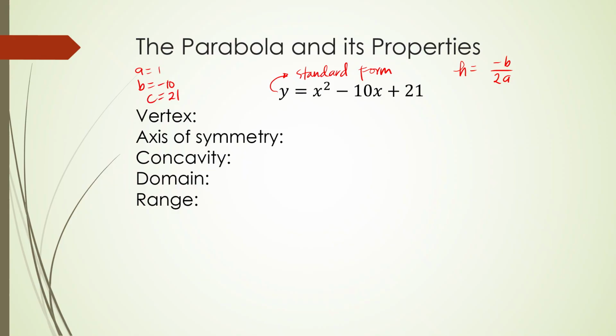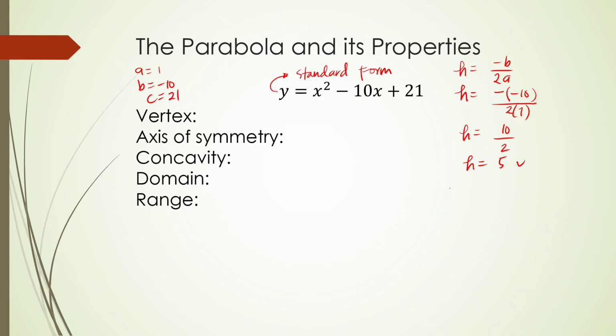Now, replace the values of the variables b and a in this formula, which is h is equal to negative of negative 10 over 2 times 1. And 2 times 1 here is 2. And negative of negative 10 here is positive 10. So therefore, h here is 10 divided by 2. And h now is 5.